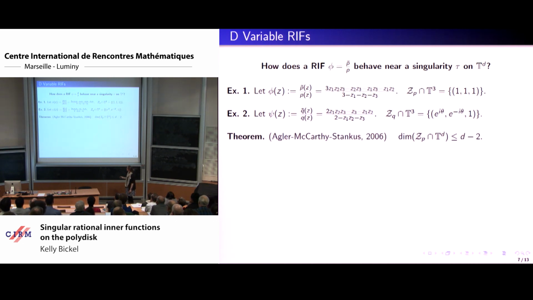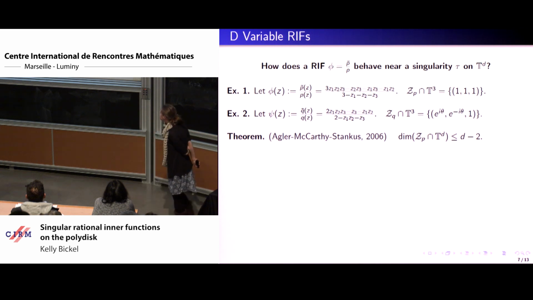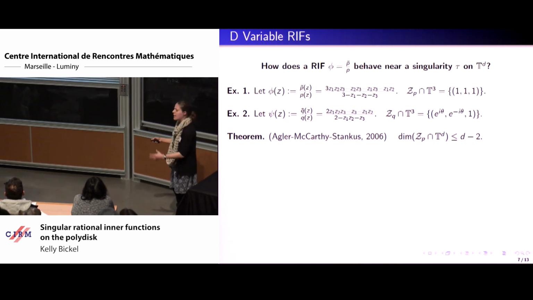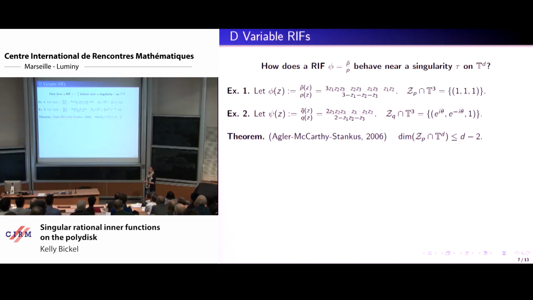Now, I should mention that if we're on the tridisk, these are more or less the 2 situations that we can have. So Adler, McCarthy and Stankus showed back in 2006 that the dimension of the singular set here is always going to be less than or equal to d minus 2. So when we were in the setting of the bidisk, we always got a 0-dimensional singularity set. If you're in the setting of the tridisk, we can have dimension 1 or dimension 0. But as the dimension of your polydisk increases, the dimension of your singular set can increase as well. So the problem gets kind of more and more complex as we go along.